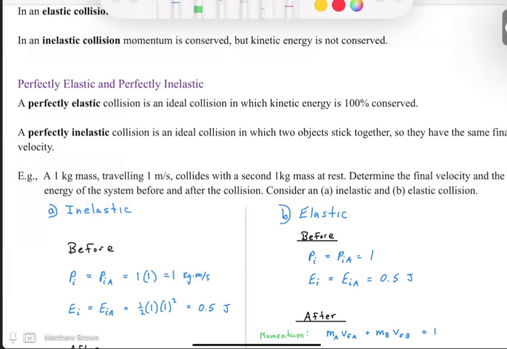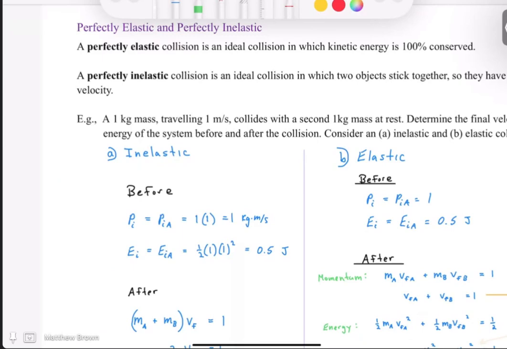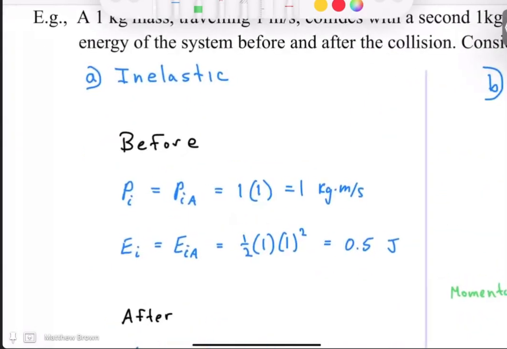You can see I just did the whole thing here. So yeah, we have a 1 kilogram mass and a second 1 kilogram mass, and the first one is traveling 1 meter per second. So pretty straightforward situation, and the one collides into the other. So first, let's look at inelastic. If we look at an inelastic collision, before the collision we have just the 1 kilogram mass traveling at 1 meter per second.